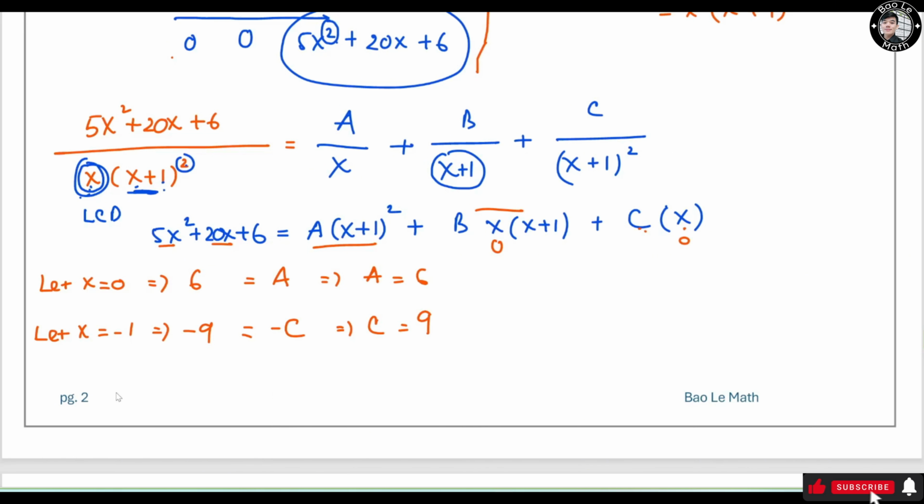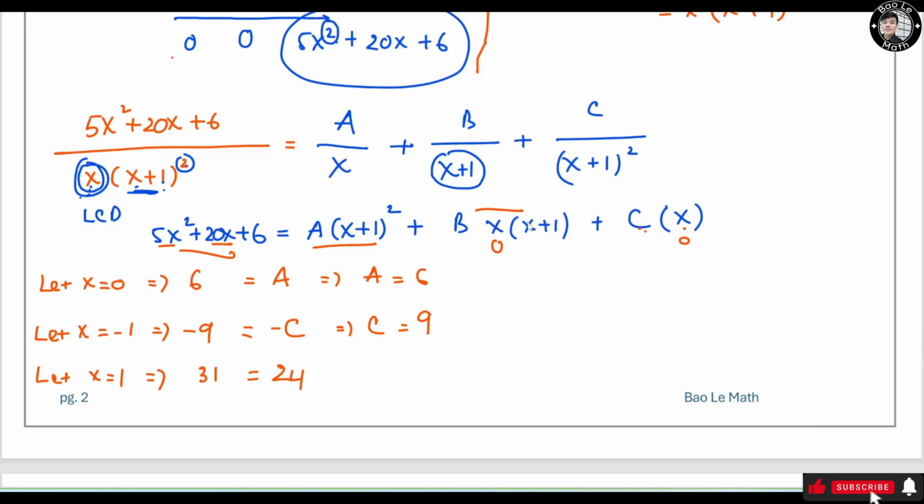Now I need to solve for b, right? So in order to solve for b, I just let s equal any number, right? And I use a and c over here, right? So I let s equals 1. So then I substitute 1 for s into this guy right here. So then I have 5 plus 20 plus 6 is going to be 31 equals, s equals 1. Substitute over here. I have 1 plus 1 is going to be 2. 2 squared equals 4. 4 times a. But a equals 6. So it can be 24, right?